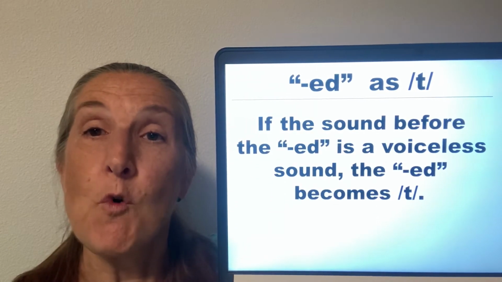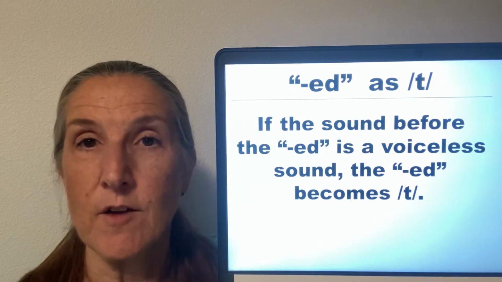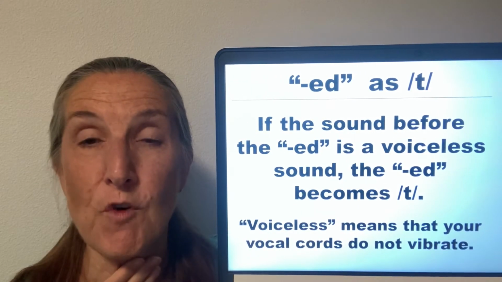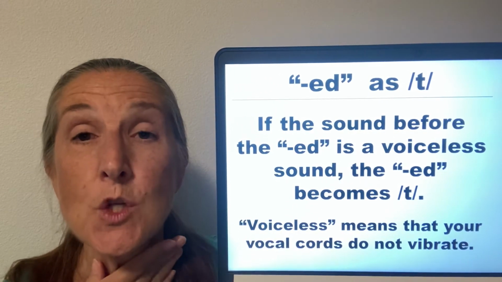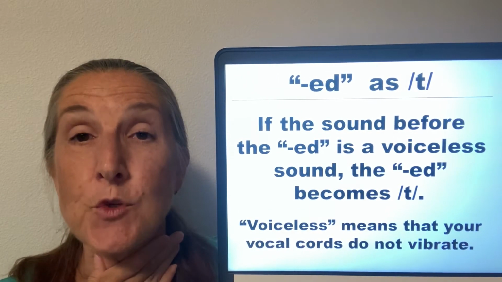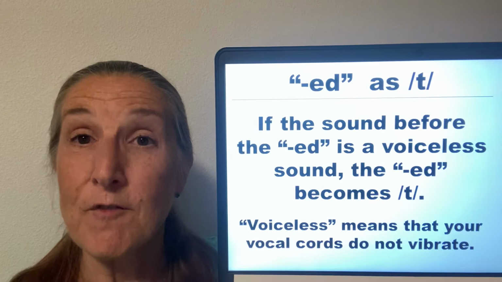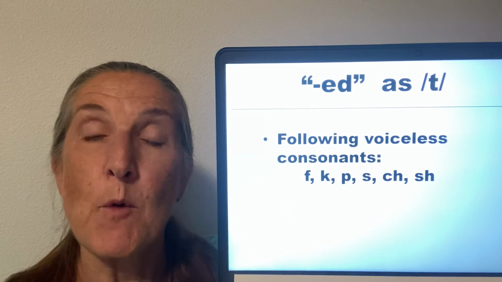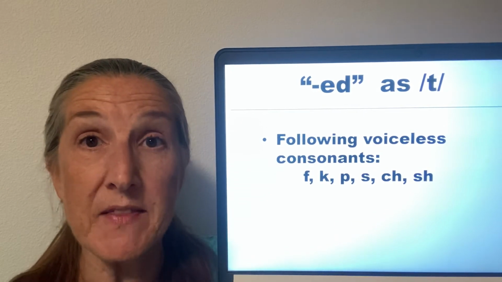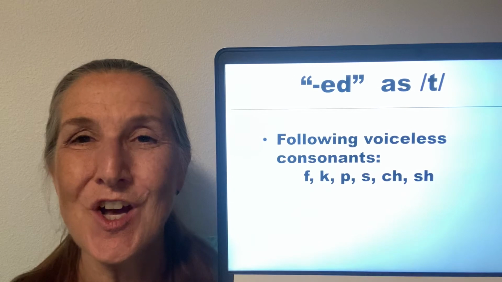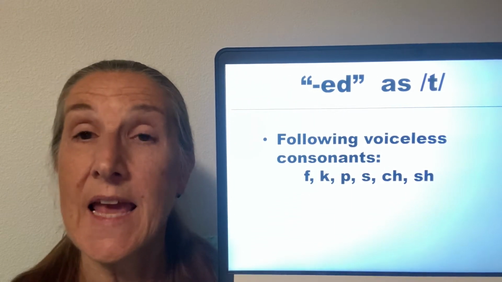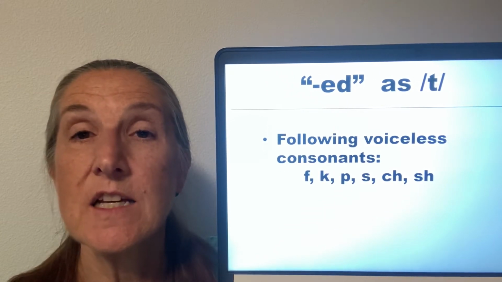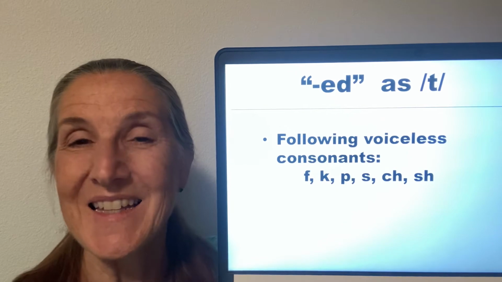The ED can also sound like a T. If the sound before the ED is a voiceless sound, the ED becomes a T. And voiceless means that your vocal cords will not be vibrating. So if you put your hand on your throat and you don't feel any vibration, that's a voiceless sound. So the consonants that will give us that voiceless sound and make the ED have a T sound are the F, K, P, S, CH, and SH.